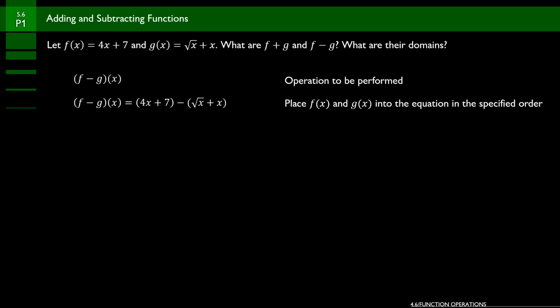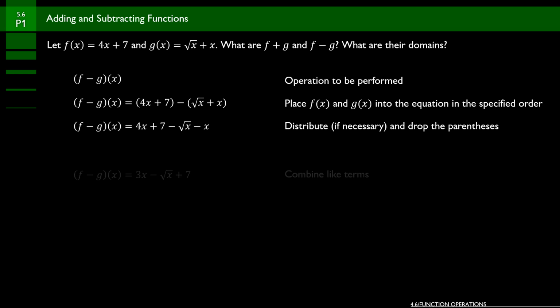Now, in the first part, 4x plus 7, there's nothing we can do, so we drop the parentheses. But for the second part, we've got a negative sitting out in front of the quantity. So we need to distribute the negative through. So that's going to leave us with negative square root of x minus x. Again, combine like terms. 4x minus x is 3x. Then we get negative square root of x plus 7. So that is going to be the solution.